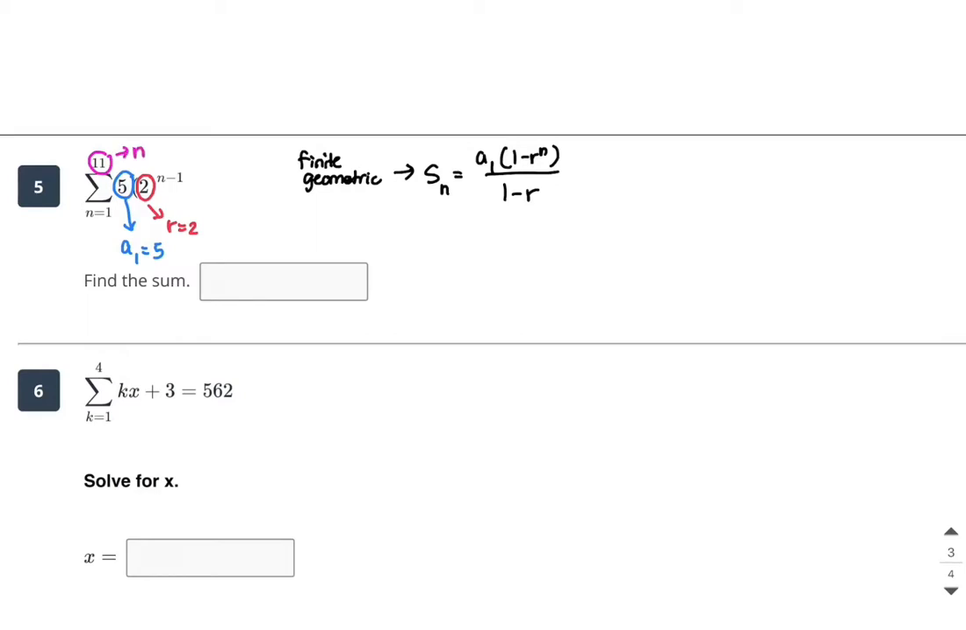So I'm plugging these numbers into the formula. I have a sub 1 is 5, multiplying by 1 minus r, that's 2, raised to the n power. Nope, I'm sorry, n in this case is 11. And then that's all over 1 minus 2. That's going to give me the sum of the first 11 terms, which is what S sub 11 means.